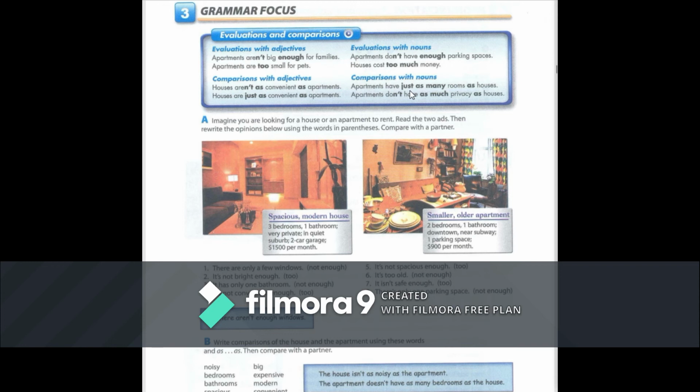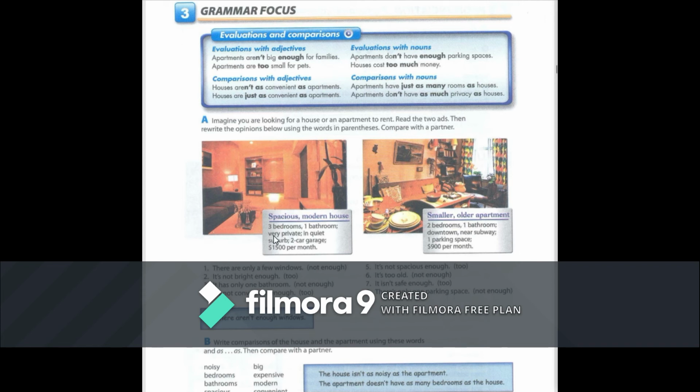Now we're gonna answer the questions here. They say, imagine you are looking for a house or an apartment to rent. Read the two advertisements. Ads means advertisements on the net. Then rewrite the opinions below using the words and compare with a partner. Okay, spacious, modern house. This is a spacious modern house.